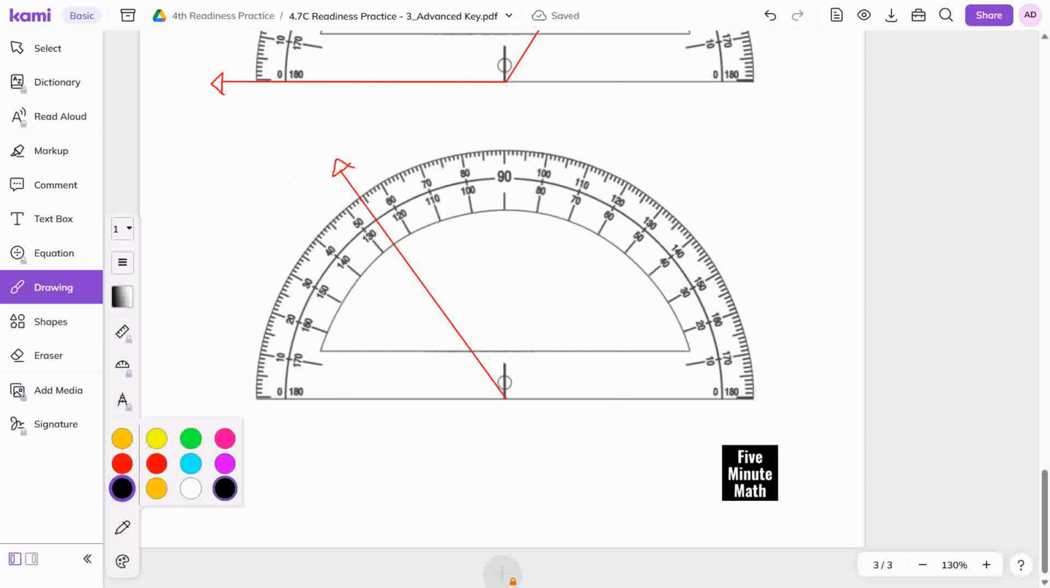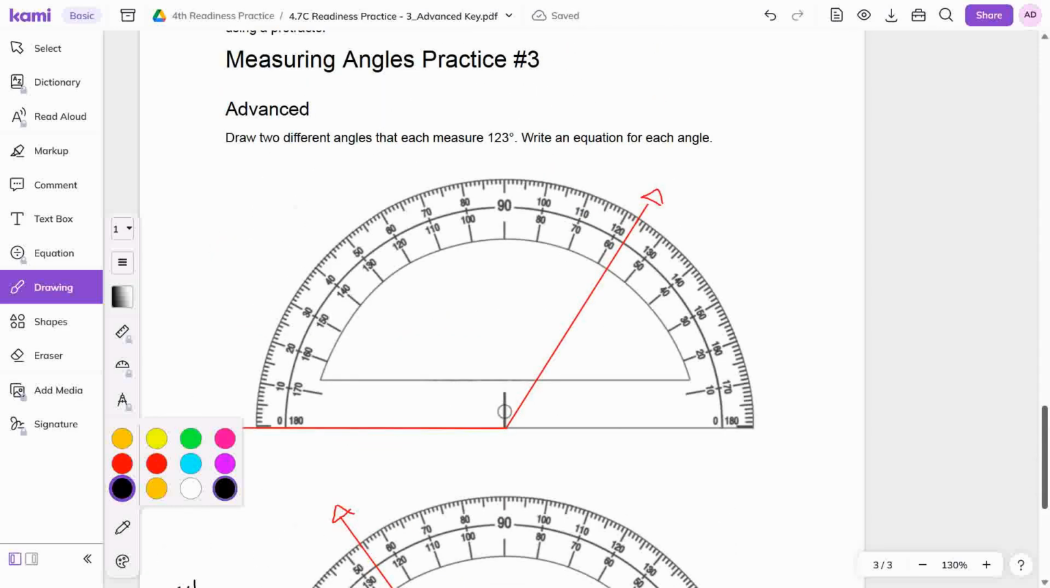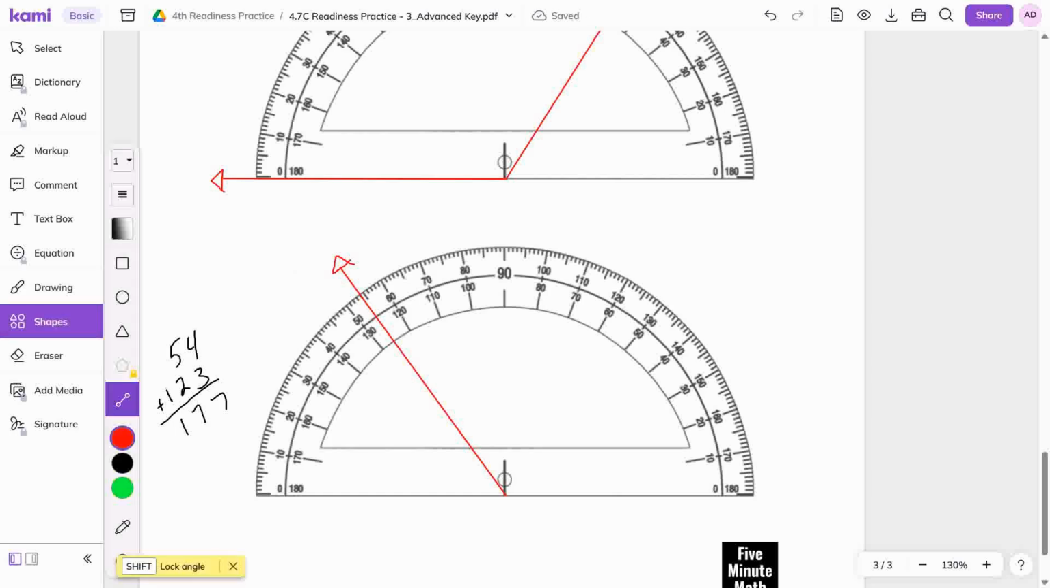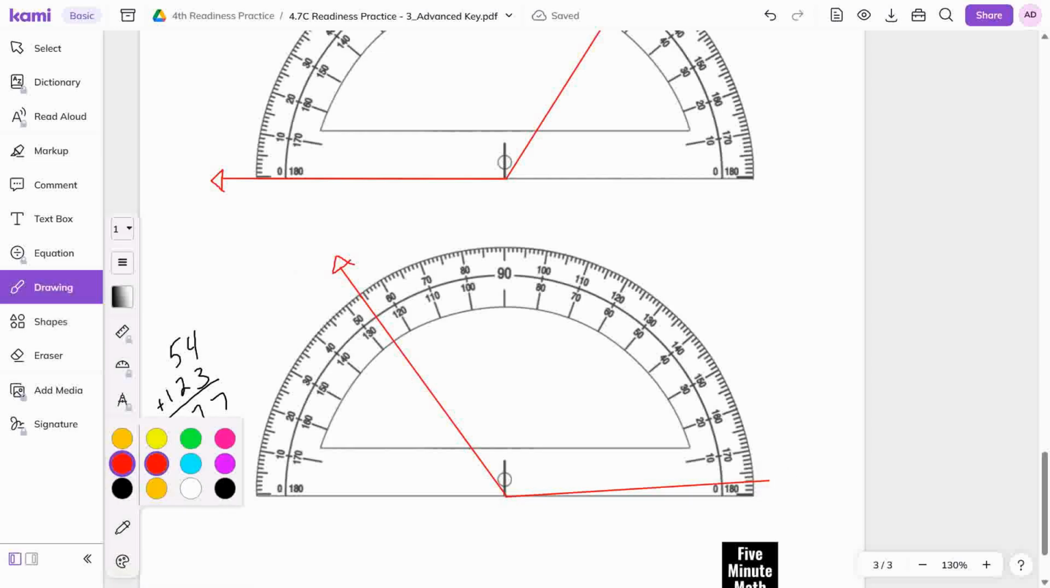And let's just verify and make sure that's going to work. I'm going to take my 54. I'm going to add the 123 degrees I'm looking for. And I'm going to see what my second ray needs to be. That's a 7. That's a 7. 177. Okay, so almost all the way horizontal, just not quite there. So there's this 175, 176, 177. There we go. That's going to get us our 177 degrees.